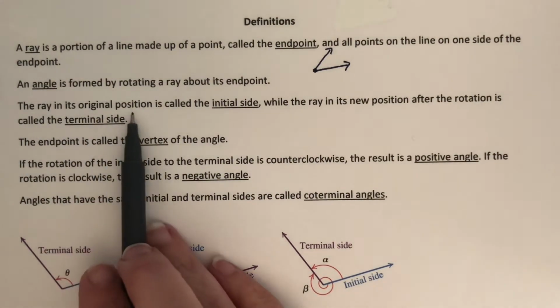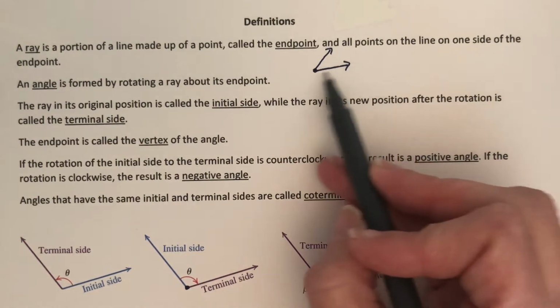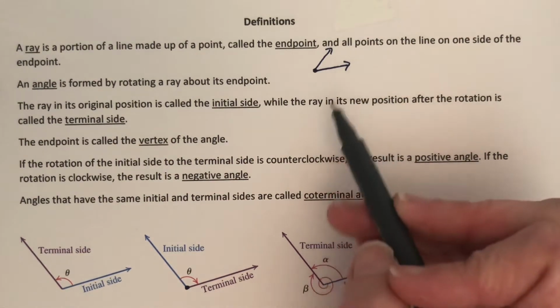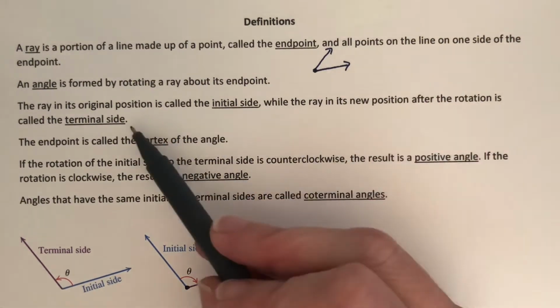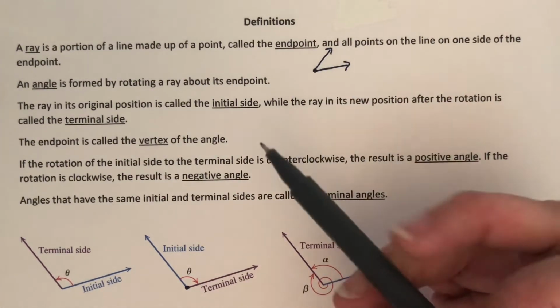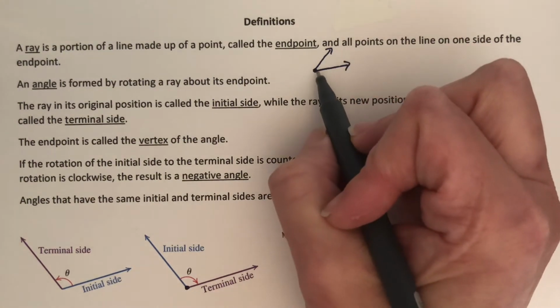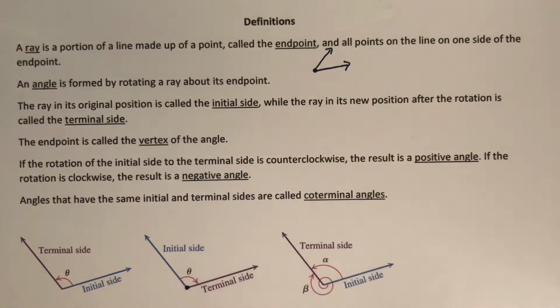The ray in its original position is called the initial side. This is the first one I drew, so it's the initial side. While the ray in its new position after the rotation is called the terminal side, which is right here. This point right here, the endpoint, is also called the vertex of the angle.